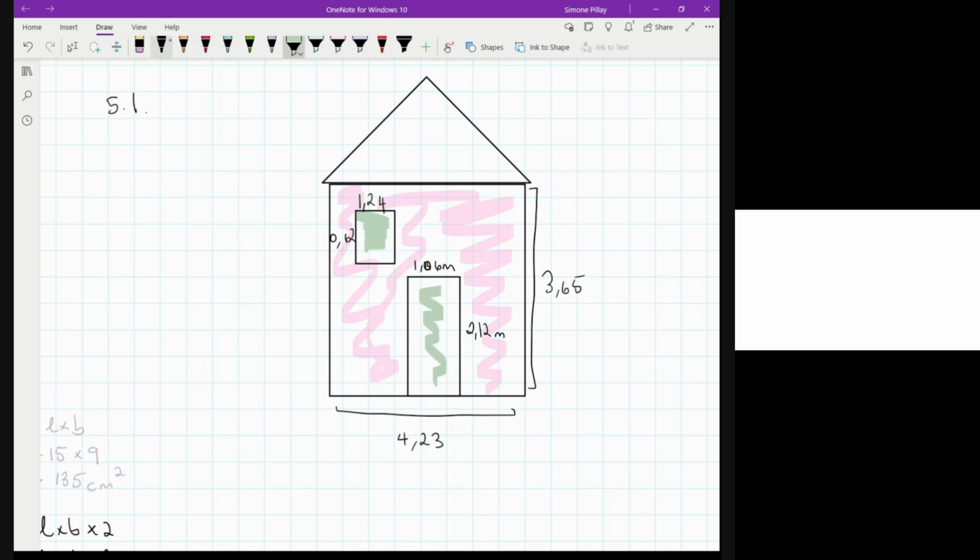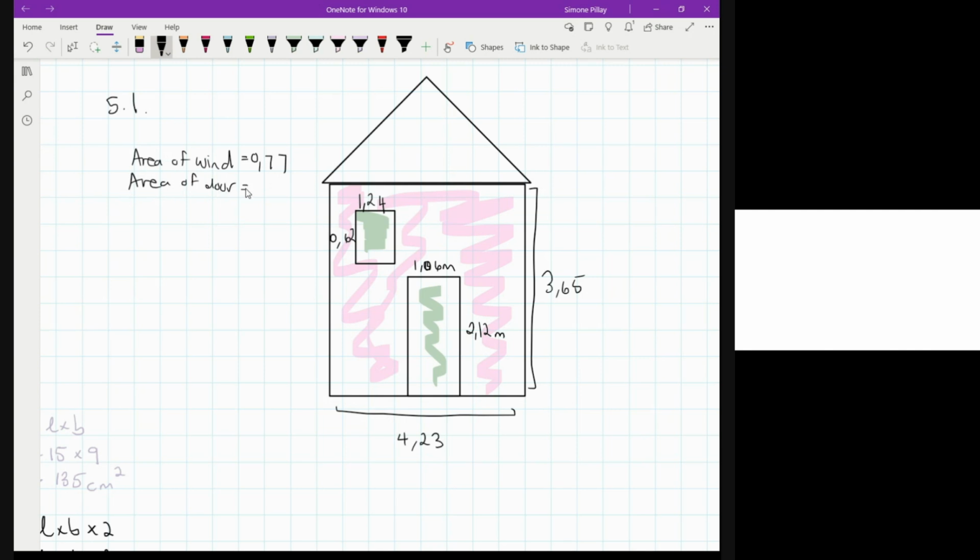So give me what your answer was for the area of the window and the area of the door. Do you have it with you, ma'am? Yes, ma'am. So the area of the window was, I said length times breadth equals 0.62 meters times 1.24 meters, and my answer was 0.768 meters squared. So let's round to 0.77. Cool. And then we also have the area of the door.